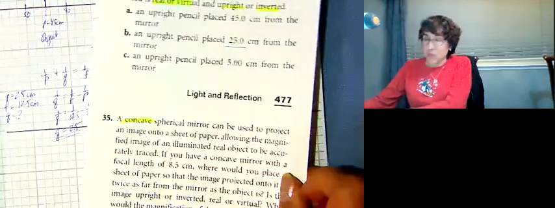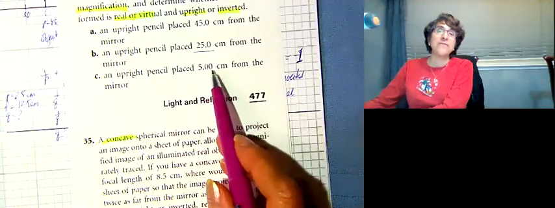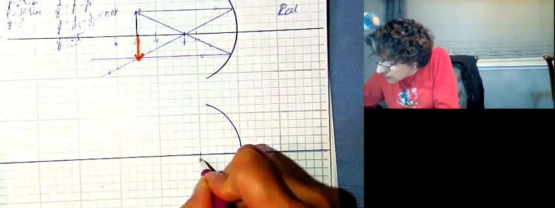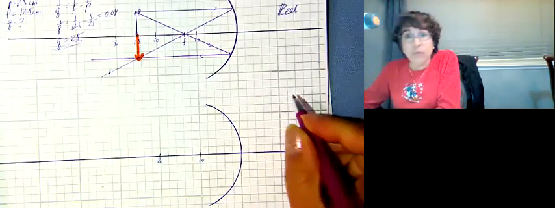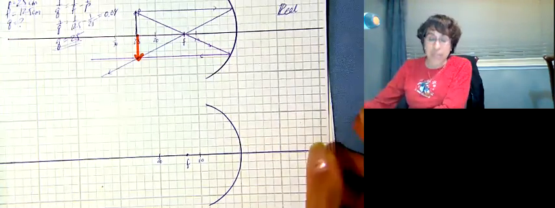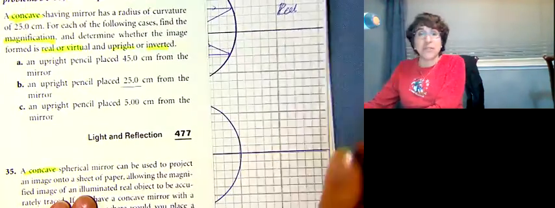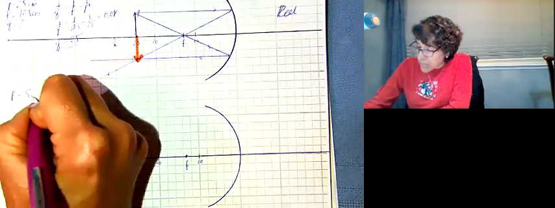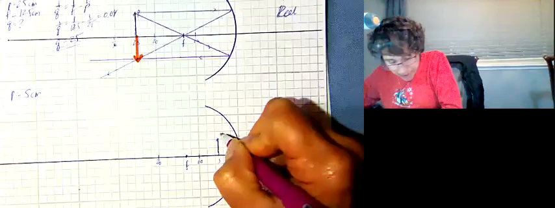All right, let's take C, the last one here for this problem. An upright pencil is 5 centimeters from the mirror. Same thing though. I push my paper down here. And again, this is 10, this is 20. So my focal point is at 12.5, somewhere right here. That's my focal point. Now they're saying the object is at 5 centimeters instead. So now we have P is equal to 5 centimeters. So I'm going to put an object at 5. I'll make it just only 2.